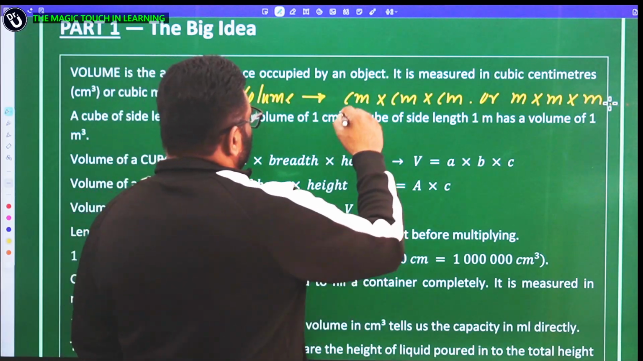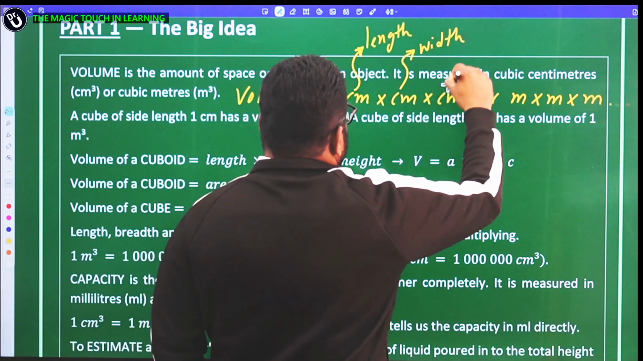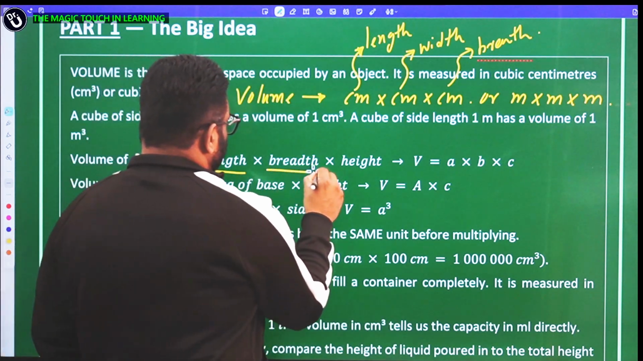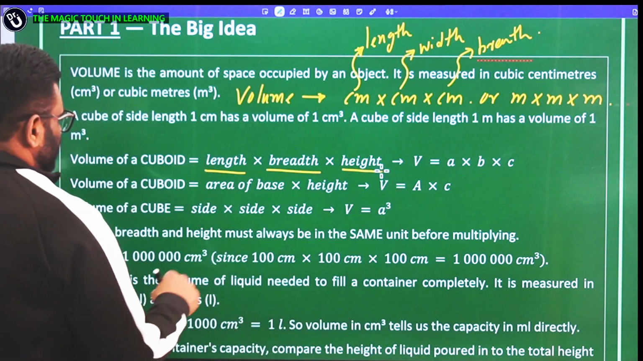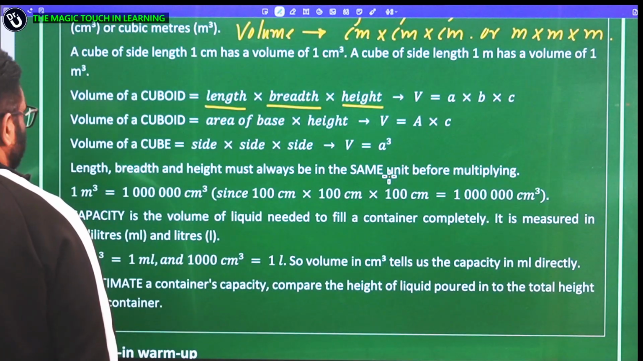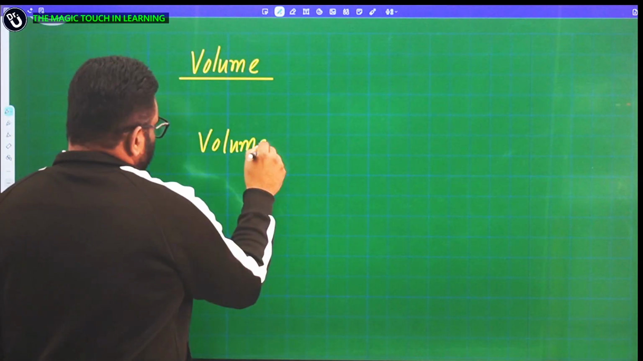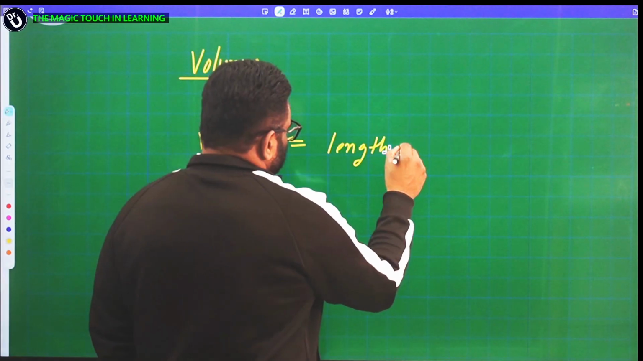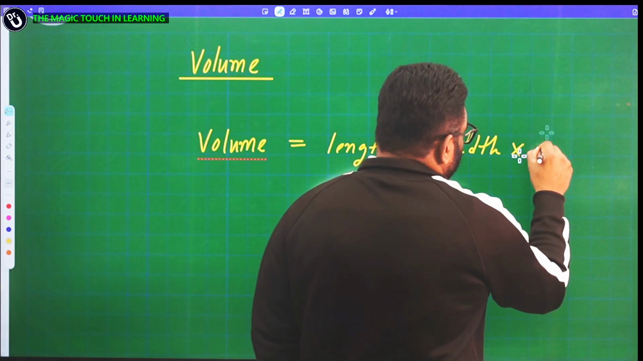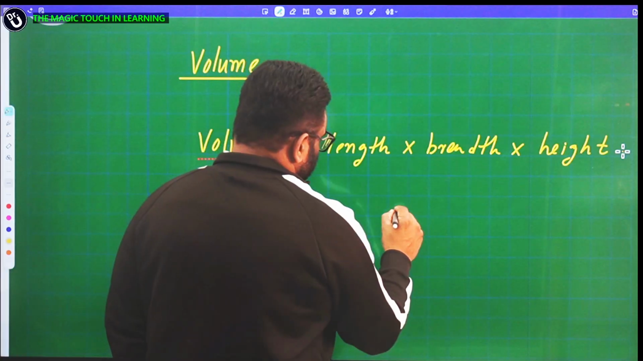Now you can say this is your length, this is your width, this is your breadth. So you can see length, breadth and the height. So that's how you define a volume. Now these are very fundamental things. Volume is defined by length times breadth times width, you can call it height, it doesn't matter. So that's the volume.